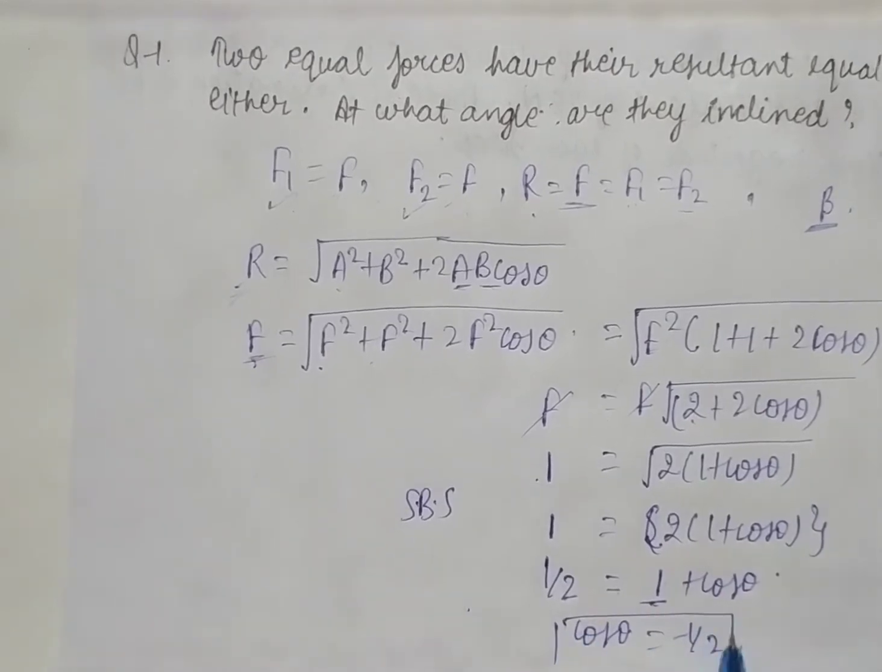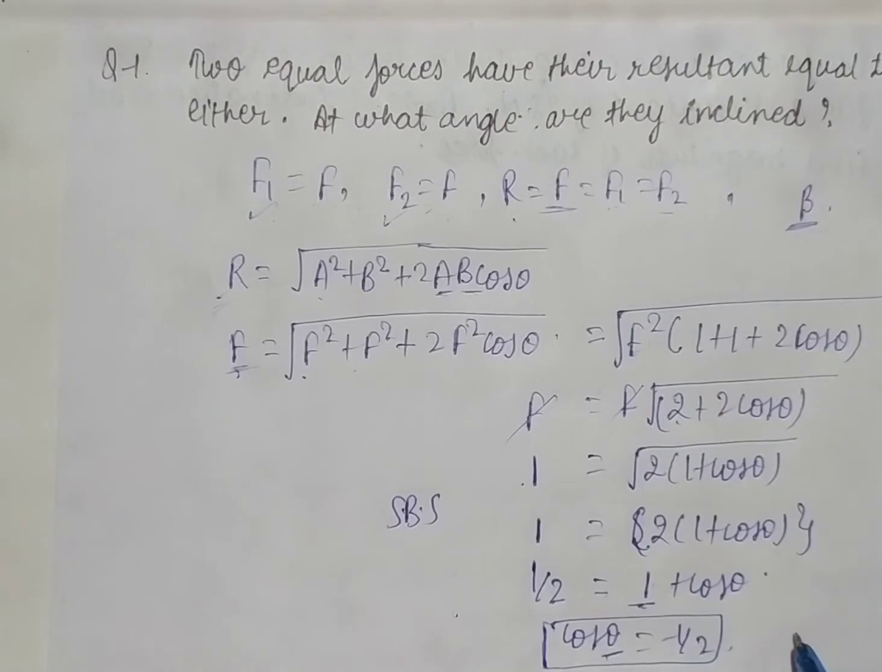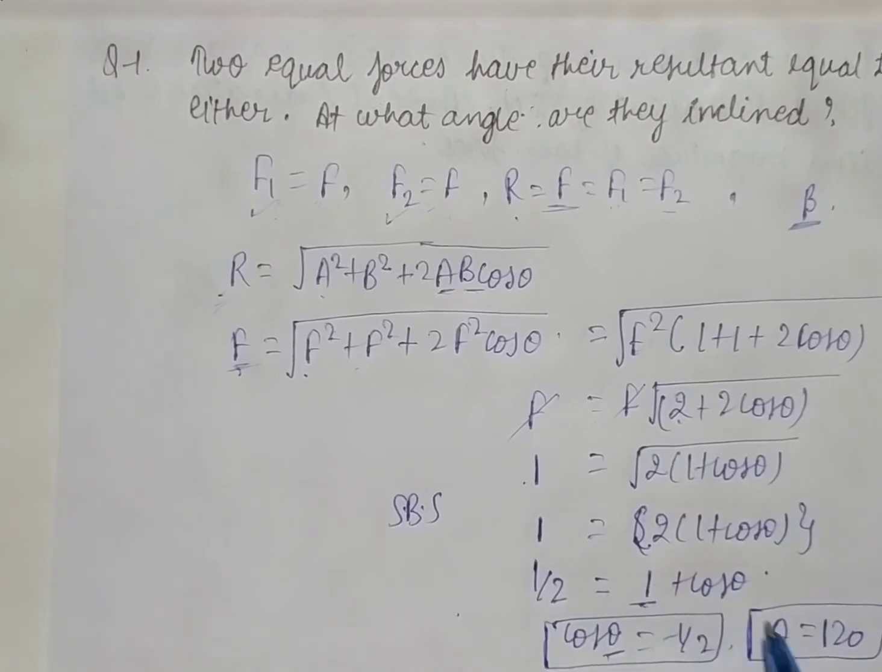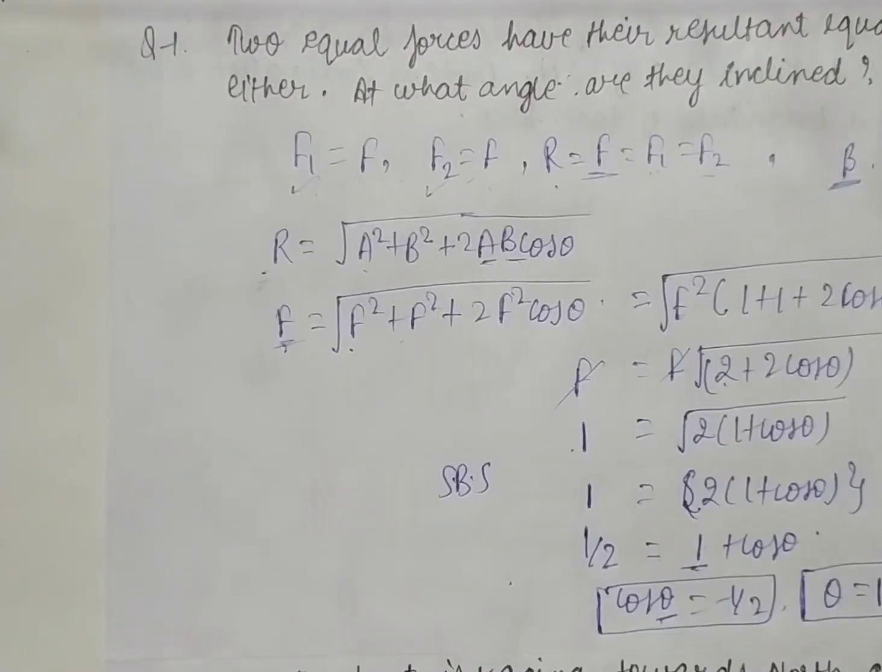Now from here you can easily find the value of theta. What does the value of theta come to? Theta comes to 120 degrees. I believe you can find the value of theta from this equation. So now let us move to the second question.